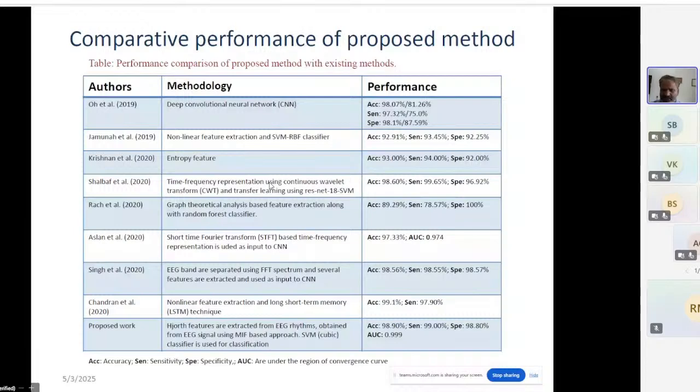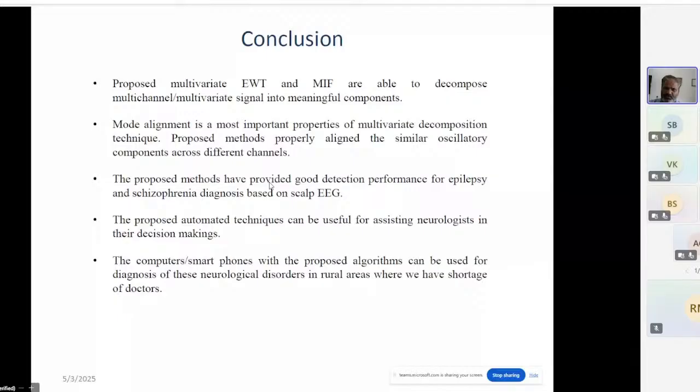So this is the conclusion of this entire talk. We have proposed multivariate empirical wavelet transform and multivariate detail filtering, which are able to decompose a multi-channel, multivariate signal into meaningful components. In this talk we have shown this for biomedical signals, but they can also be extended to biomedical images, like fundus images, MRI images, X-ray images, CT images. You can represent them in the form of simple sub-images, and then extract features and perform the classification.